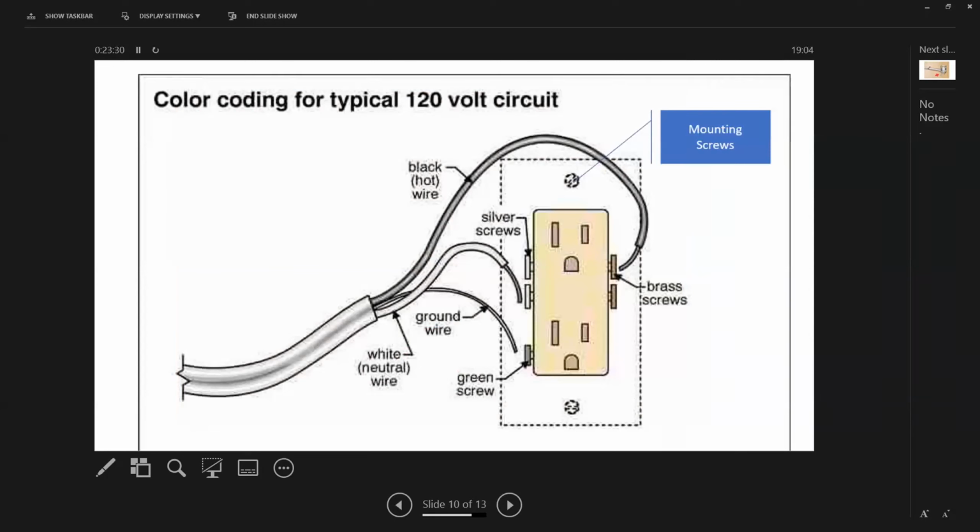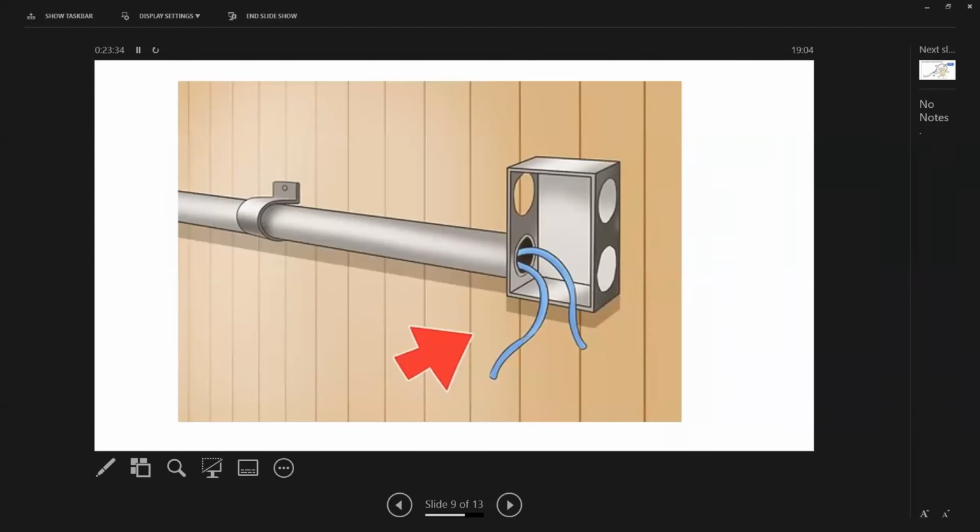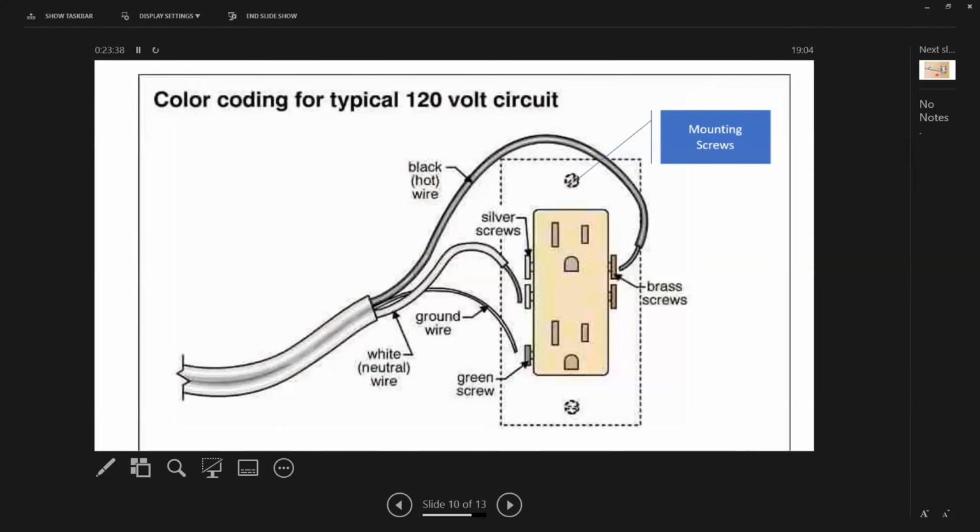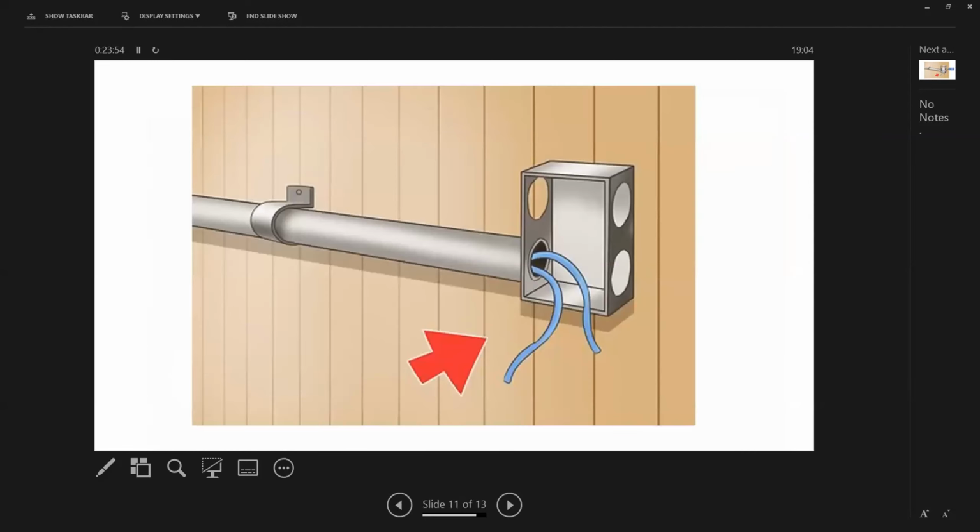However, notice that now, let me back up one here. Notice that this is a conduit going into a metal box, and the plate that holds this in place is held in place with metal mounting screws. And the black hot wire happens to go very, very close to one of those mounting screws.